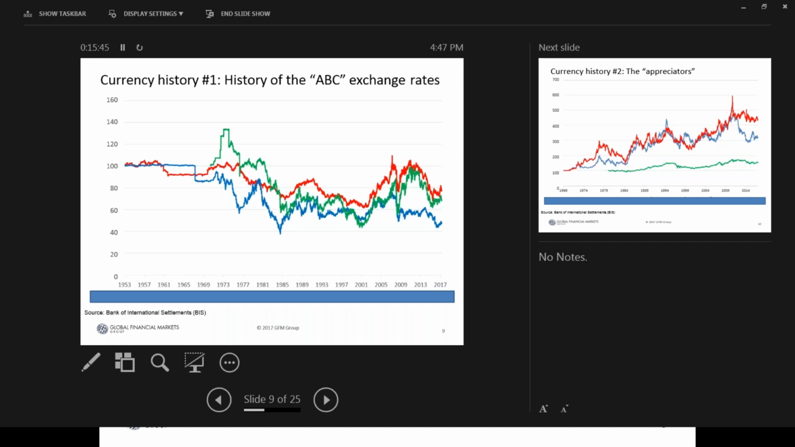But this first chart is a chart from the Bank of International Settlement of 3 currencies going all the way back to 1953. And these are what I call the ABC currencies: the Australian dollar, the British pound, and the Canadian dollar. And these are the types of currencies most people think about when they think of large, major G3 FX markets.